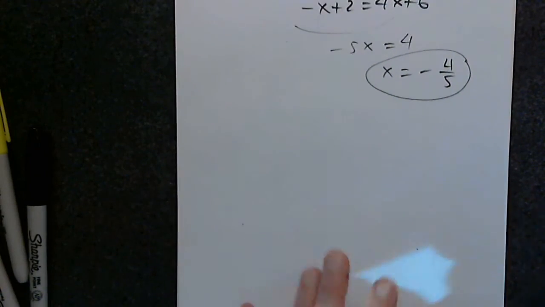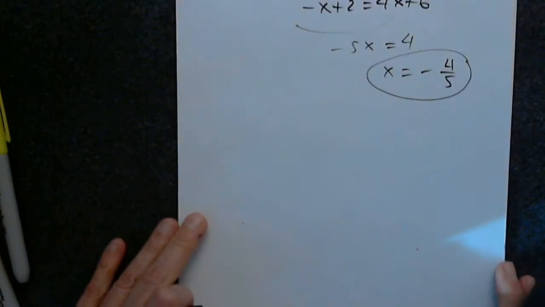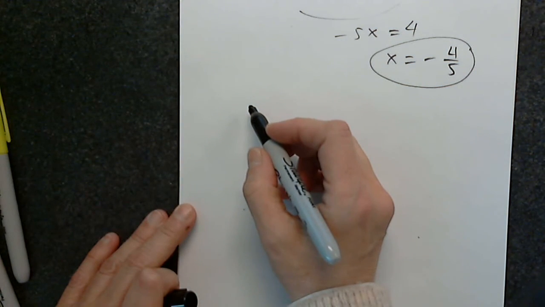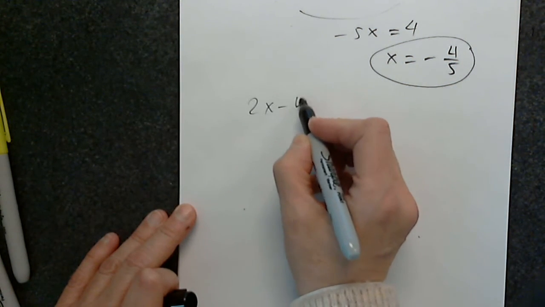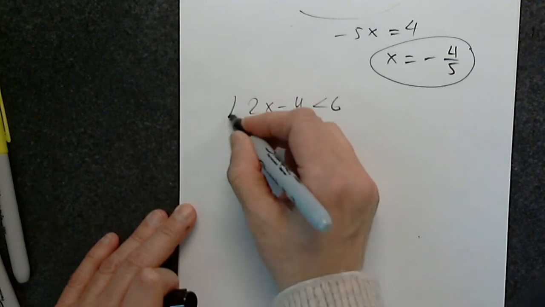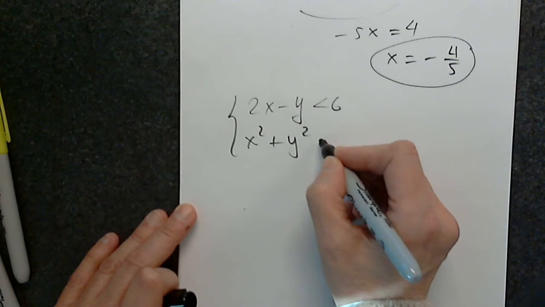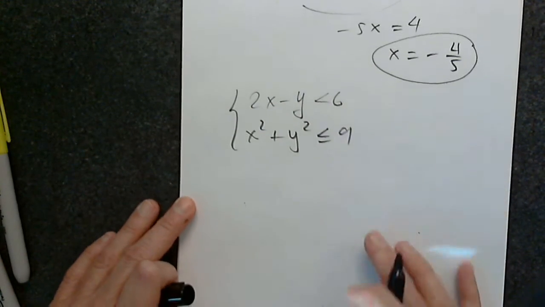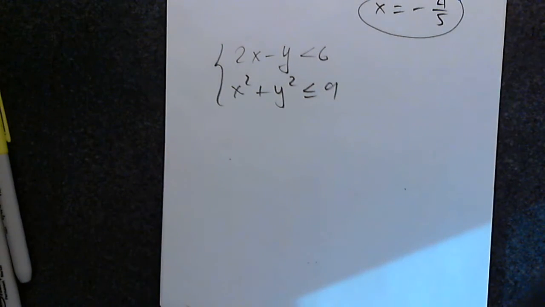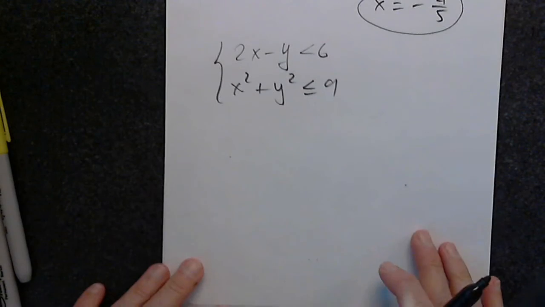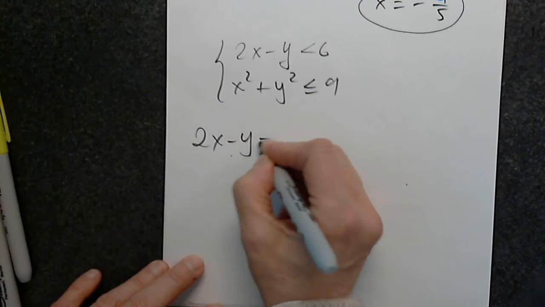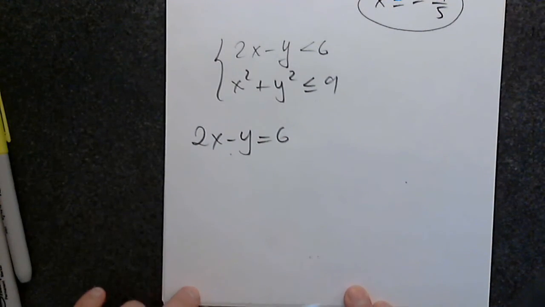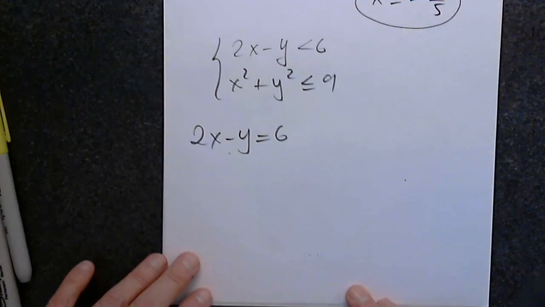Which one? Let's solve the system of nonlinear inequalities. It's 2x minus y less than 6 and x squared plus y squared less than or equal to 9. Very good. So this is a system of nonlinear inequalities, and the only chance we have here is to graph. So we have to start by writing the equation. We are not changing anything, but we need to write the equation because we have to graph it first.